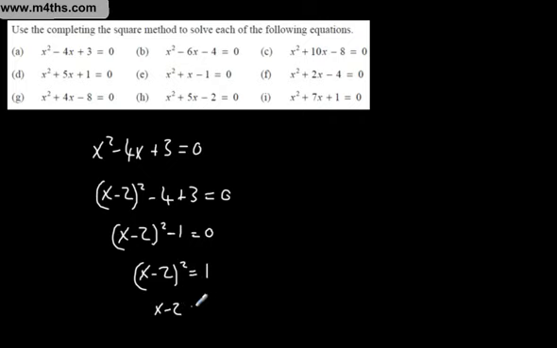x minus 2 is equal to plus or minus the square root of 1. So x minus 2 is equal to plus or minus 1, and x is equal to 2, adding 2 to both sides, plus or minus 1. So what we're going to have is x equals 1, or x equals 3.